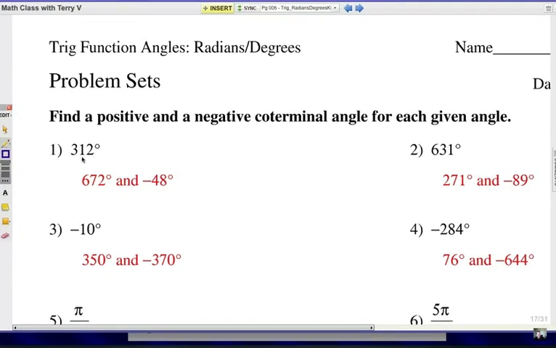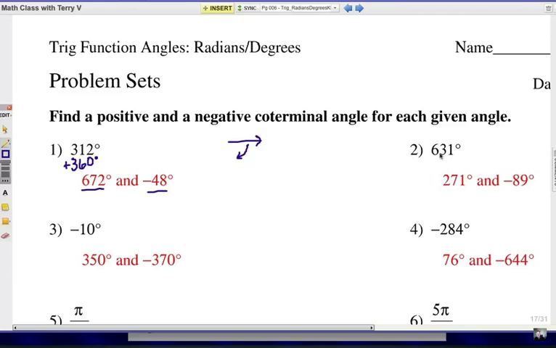Number 1, we have a 312 degree angle, which is pretty close to 1 full spin. And this first answer is if we do add 1 complete spin in there. So if I add 360 degrees to that, 1 complete rotation, that's how I get 672 degrees. Now 312 is how much less than a complete spin? In other words, if we go in a negative direction, we're going to subtract from 360, and that's where we get negative 48 degrees.